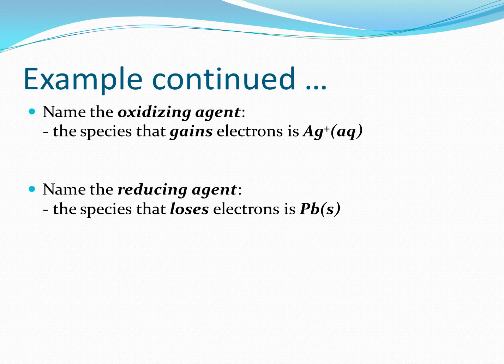In the example with lead and silver nitrate, we should be able to identify the oxidizing agent, which is silver, and the reducing agent, which is lead.